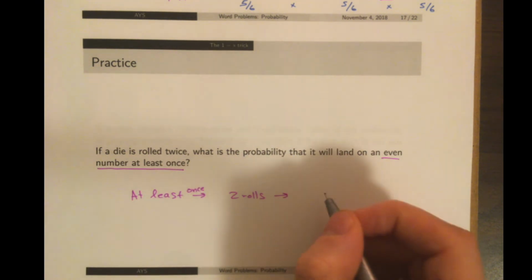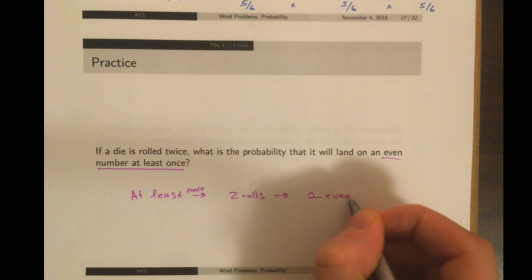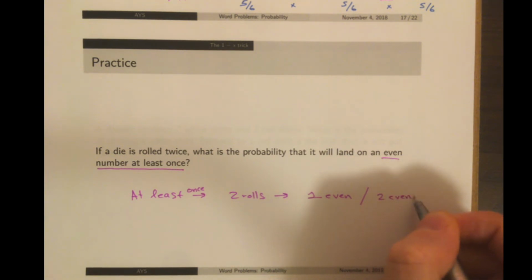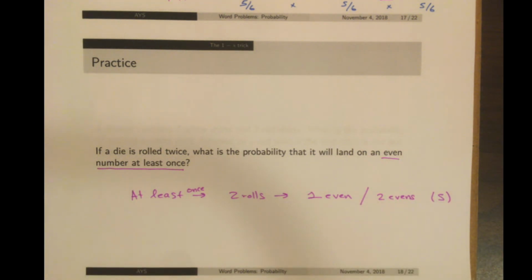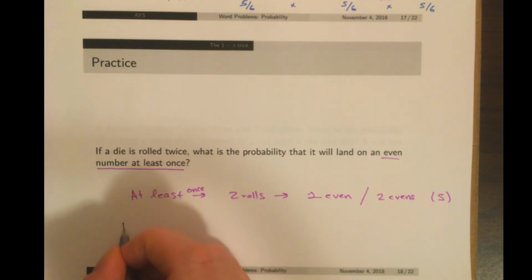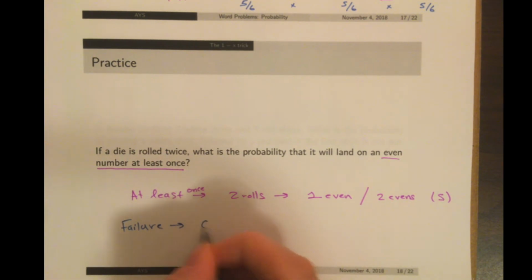So the success could be 1 even. 1 even is a success. The other success is 2 evens. And these are called successes. There are 2 cases of success. Now let's go ahead and try to flip the question and make it a failure question. So that means at least 1. Our articulation of what failure would be is 0 even rolls.